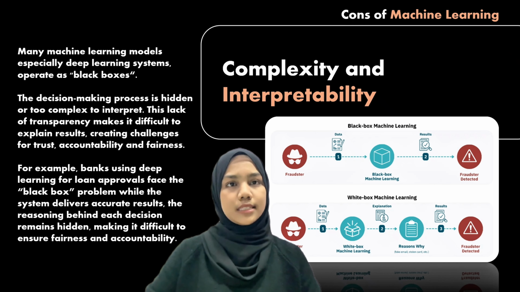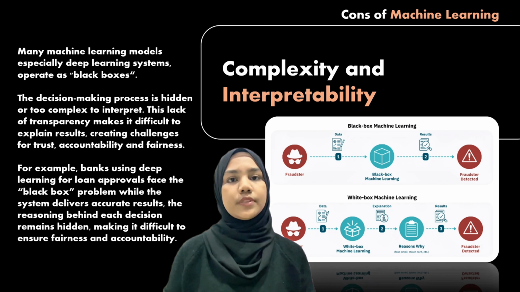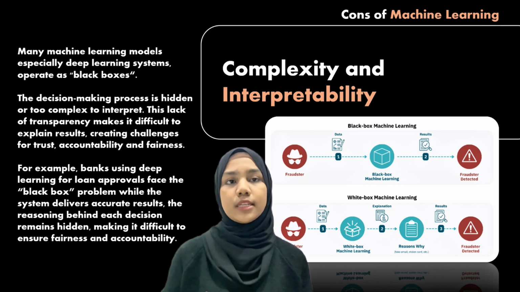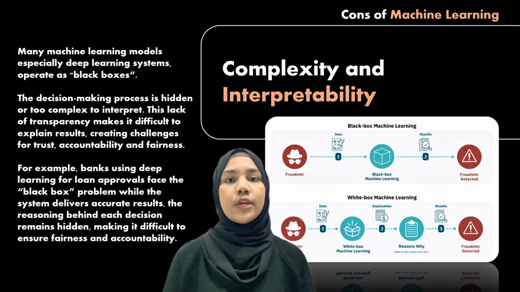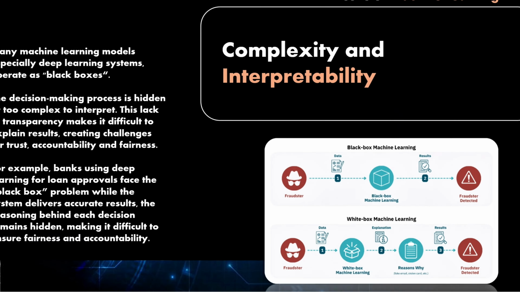The last one is complexity and interpretability. Many ML systems, especially deep learning models, are like black boxes. They produce accurate results, but the reasoning behind those results is hidden or too complicated to explain. For example, if a bank uses ML to approve or reject loans, customers might not understand why they were rejected. This lack of transparency makes it hard to build trust.